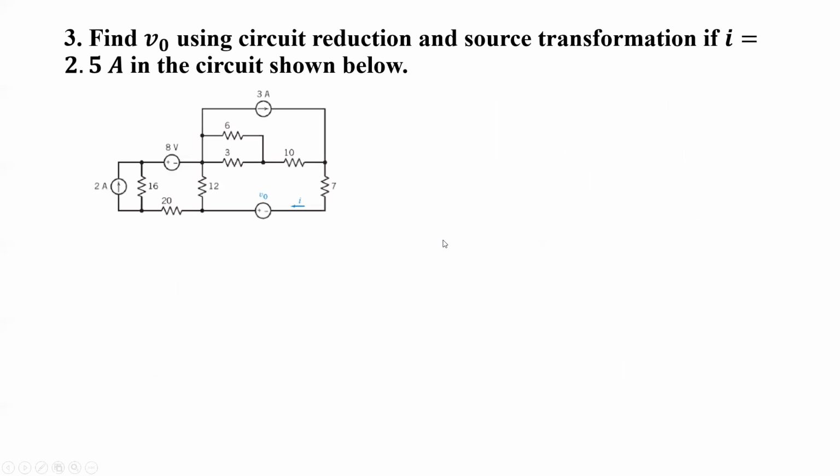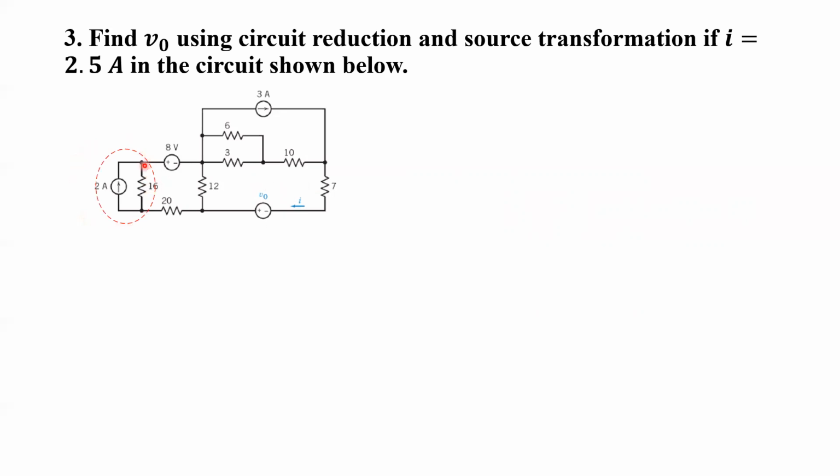Here we need to find V1 in this circuit, and we are not allowed to use mesh analysis or nodal analysis. We can simply apply circuit reduction and source transformation. And the given thing is, we have been given I equals 2.5, and then we have to compute V naught. So in order to reduce the circuit, first of all, let's see.